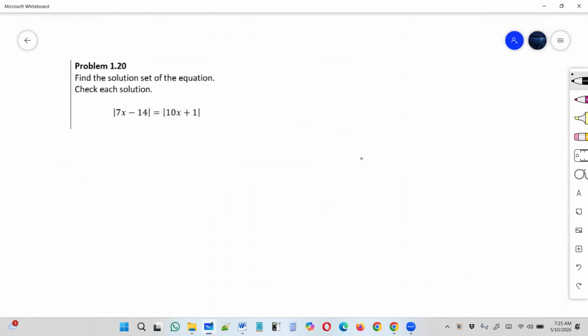And let's see how to do this problem. Now, in this case, I have two pieces with an absolute value sign. And since they're both already isolated on their respective sides, we're ready to go to step 2, which is to split them.